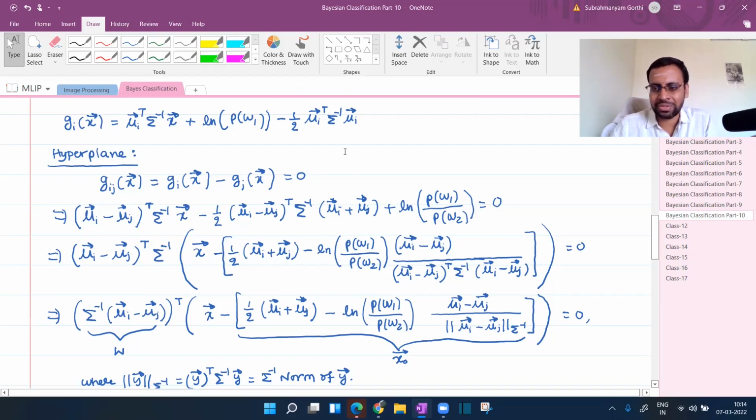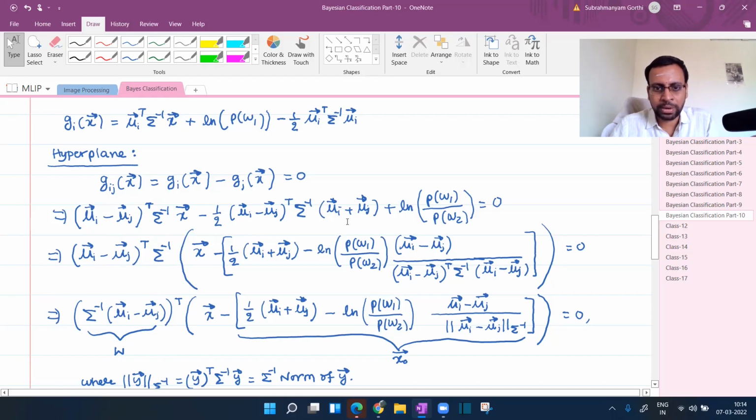This is more like x square minus y square that has happened. And of course, minus natural logarithm of probability of omega 1 minus natural logarithm of probability of omega 2, you write like this. Now you take out this whole term, till here, right? Mu i bar minus mu j bar whole transpose into sigma inverse will be x bar minus 1 by 2 into, this is already there.